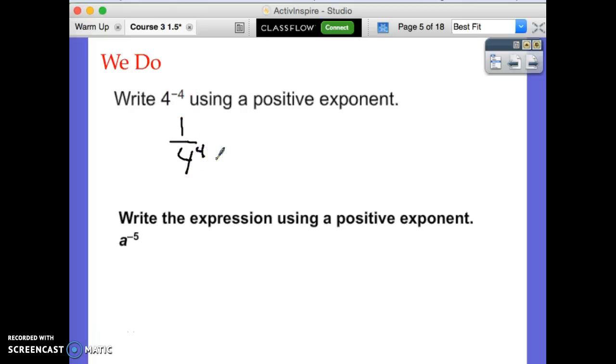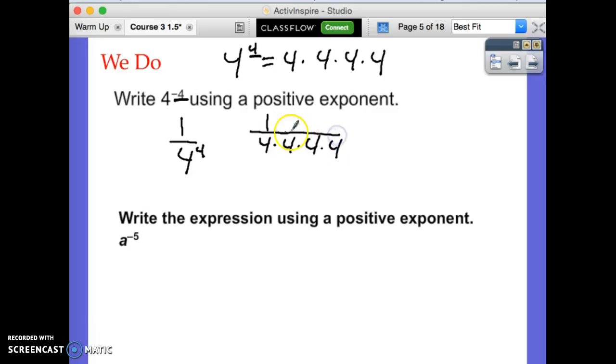If you think about it, if I have 4 to the 4th, that's 4 times 4 times 4 times 4. Well, the opposite of 4 is negative 4, so the opposite of multiply is divide. So this is now 1 divided by 4 divided by 4 divided by 4. So this bar means to divide. So the opposite of a positive is a negative. The opposite of multiply is divide. So that's essentially what we're doing here, but rather than writing it out like this, we're just going to write it with a positive exponent and the reciprocal.